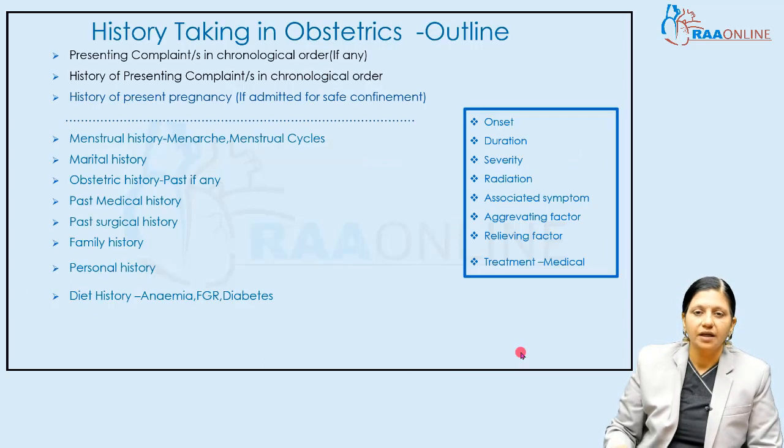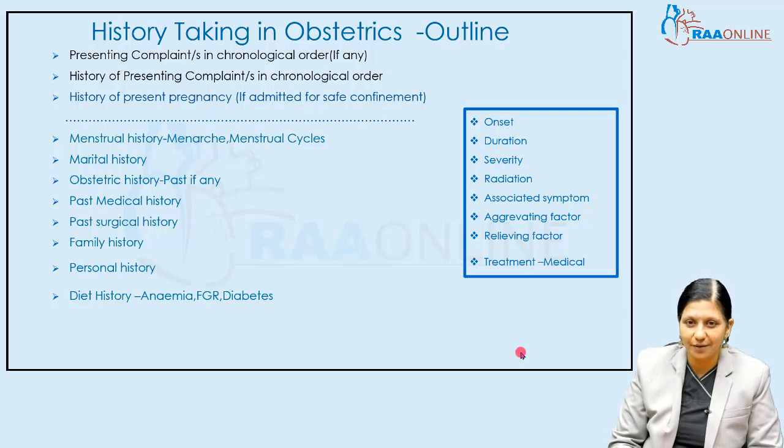Registration details. History taking in obstetrics. Presenting complaints in chronological order. History of presenting complaints should be presented in chronological order, and history of present pregnancy if admitted for safe confinement. Menstrual history, which includes menarche, age, and the regularity of menstrual cycles. Marital history of the patient. Obstetrical history, past obstetrical history, if any, in a multigravida. Past medical history, past surgical history, family history of the patient, personal history of the patient, and the diet history of the patient is important in the cases of anemia, fetal growth restriction, and diabetes.